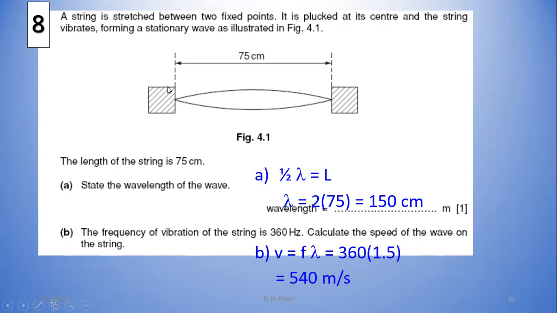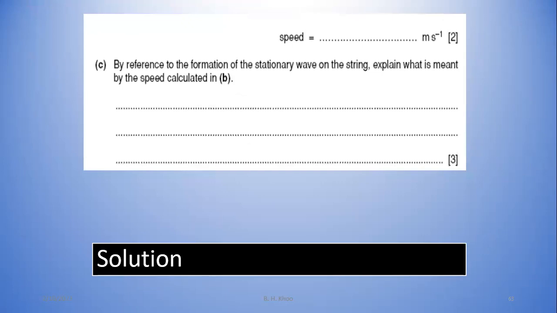In 10 minutes' time, you have to stop for a while, because this one will start automatically in 10 minutes' time anyway. By reference to the formation of a standing wave on the string, explain what is meant by the speed calculated.